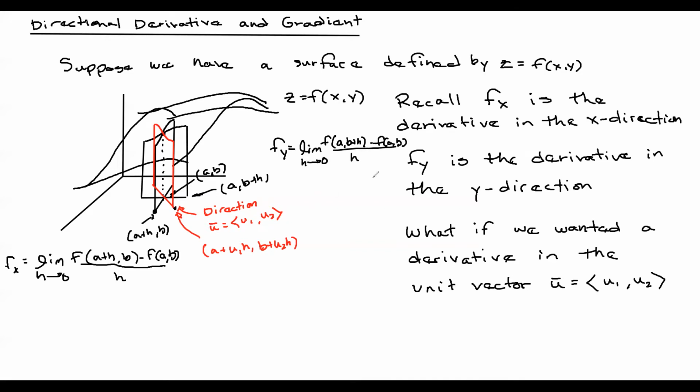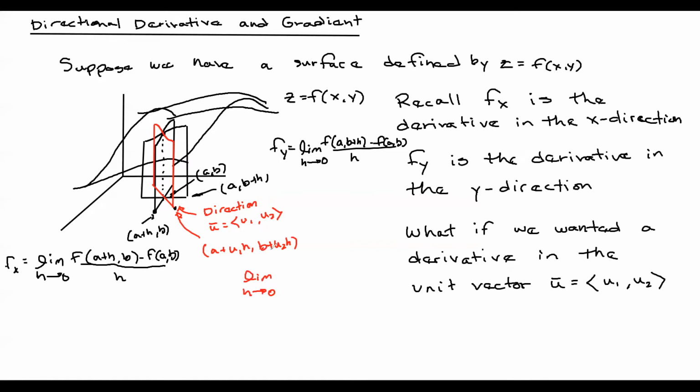And so we just want to do the exact same thing, except now we're stepping in the (u1, u2) direction. So what would that look like? It would look like the limit as h goes to 0. What did you do? You just took this point and plugged it into the function. You took this point and you plugged it into the function.